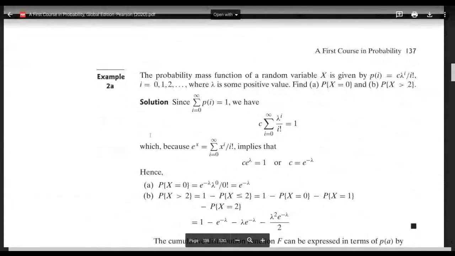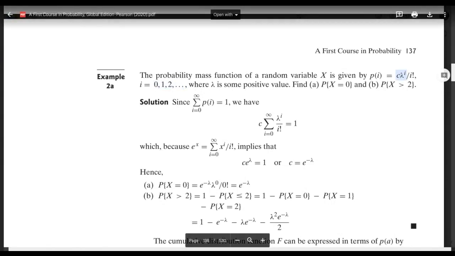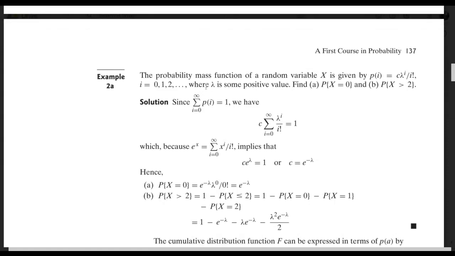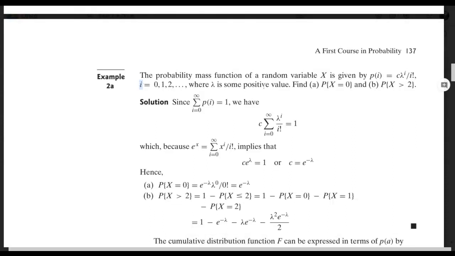Right. Let's see this one, 2a. The probability mass function of a random variable x is given by probability of i equals c lambda raised to i divided by i factorial, for i equals 0, 1, 2, a countable set of whole numbers, where lambda is some positive value. So be careful with this, i can be 0.